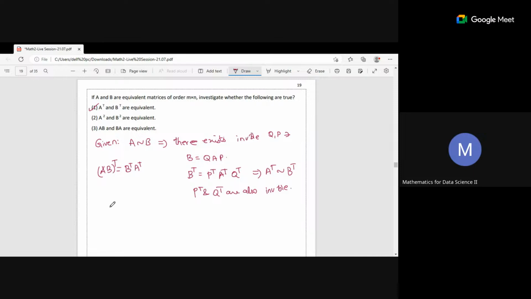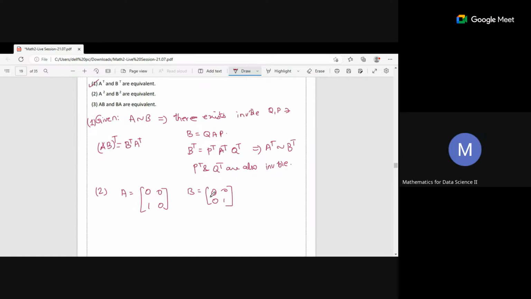Okay, so let me give an example for you. You verify whether it is true or not. Let us take this matrix A and another matrix B. Yeah, this is correct. Now, are A and B equivalent? First of all, what is the rank of A and rank of B? Both are 1, right? So we know that A and B are equivalent. Now, what about A square? What is A square?